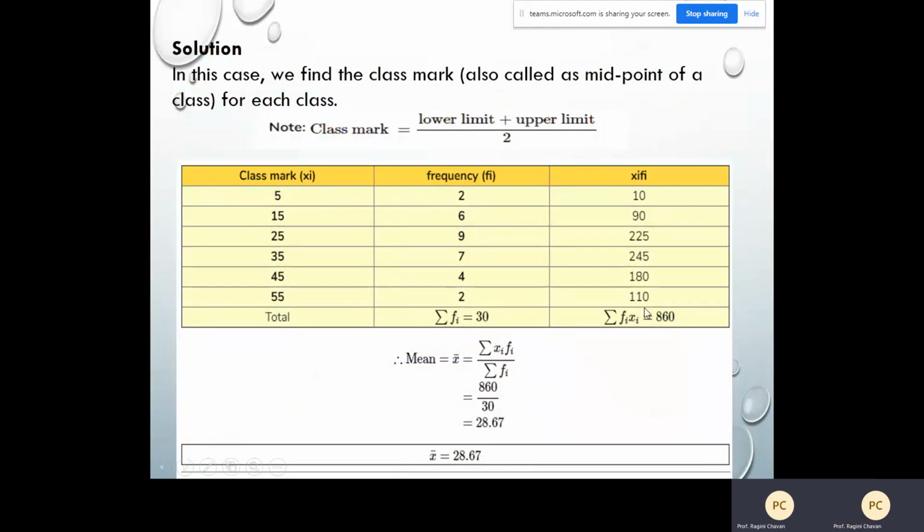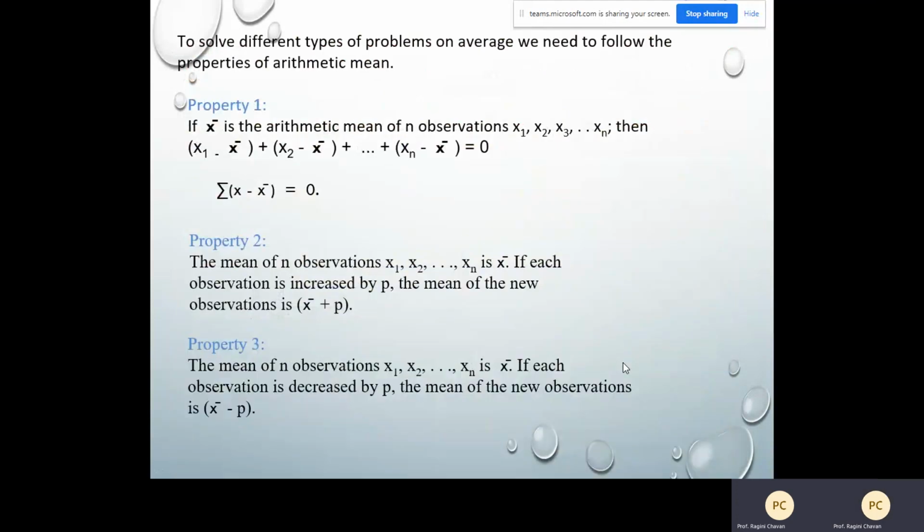And then finally take total of this xi fi column and total of frequency column and divide it. So the formula remains same as discrete frequency distribution, which is summation of xi fi upon summation of fi. So it is coming 860 divided by 30. So the mean is coming 28.67.